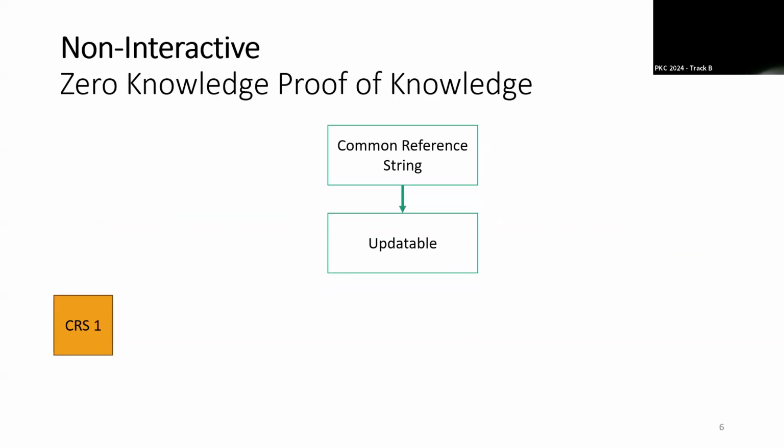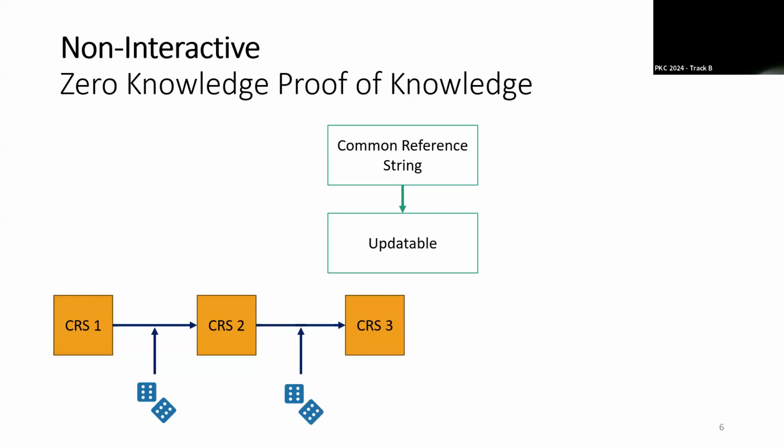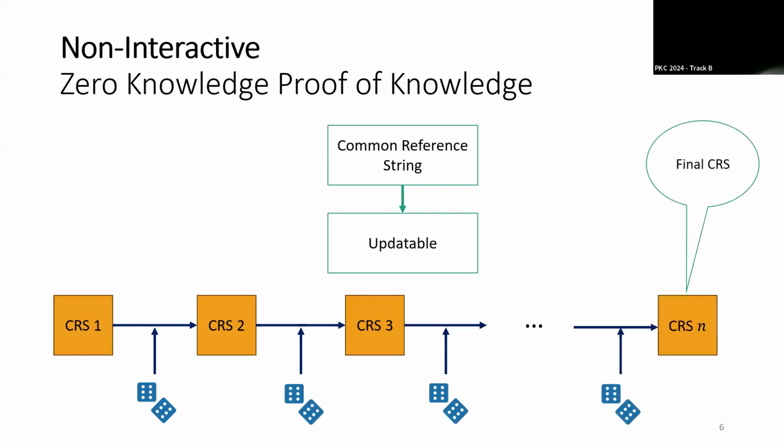So let's say you have CRS1, which is a common reference string, and then you want to update it to another common reference string, say CRS2. For that update, you can contribute randomness to CRS1 to get to CRS2. And similarly, that contributing of randomness can be done many times. And then you get a final CRS after the nth update. And we call this the final CRS, which can be used in the protocol.